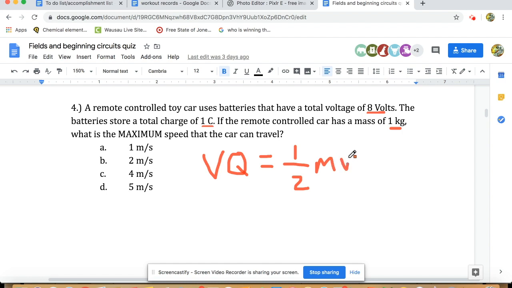Now, we have to figure out, what do we know? Well, the voltage is 8, so we have 8. The charge is 1. 8 times 1 equals, well, 1 is the mass times 1/2, which is 0.5, times v squared. All right, so 8 times 1 is 8, divided by 0.5 is 16. 16 equals v squared. So v would equal 4 meters per second, because we just square rooted it.